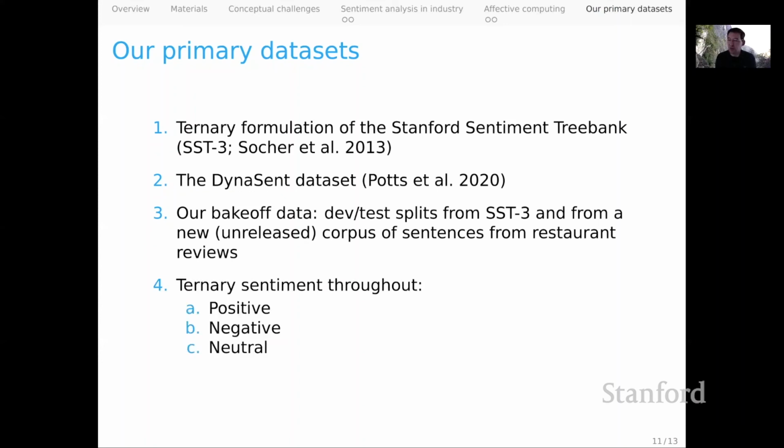And I'm hoping that the combination of these data sets gives us a really interesting perspective, not only on sentiment analysis, but also on how we design systems that effectively transfer across domains and maybe learn simultaneously in multiple domains.